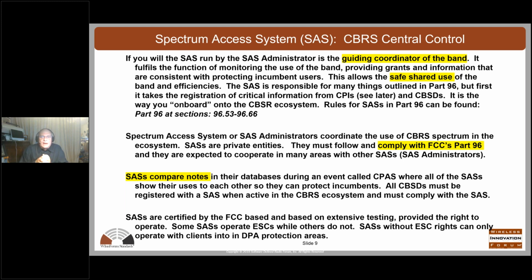They coordinate the band, and they do the things which are necessary to keep the band operating. And in many cases, they will refer to other databases. And once a day at this point, maybe more in the future, they collaborate with one another on a thing called CPAS, where they compare notes to make sure that everyone understands the coverage of their various areas, so that incumbents are best protected. Next slide, please.